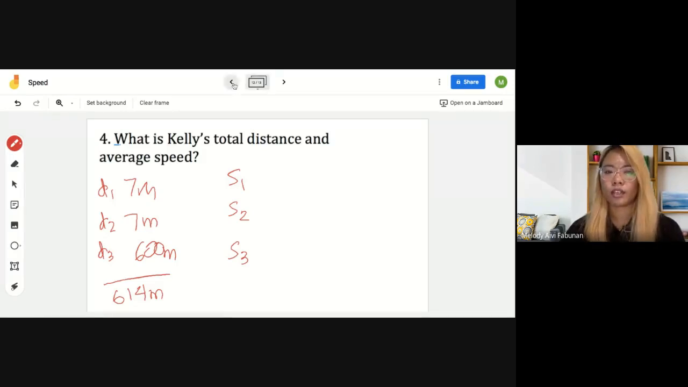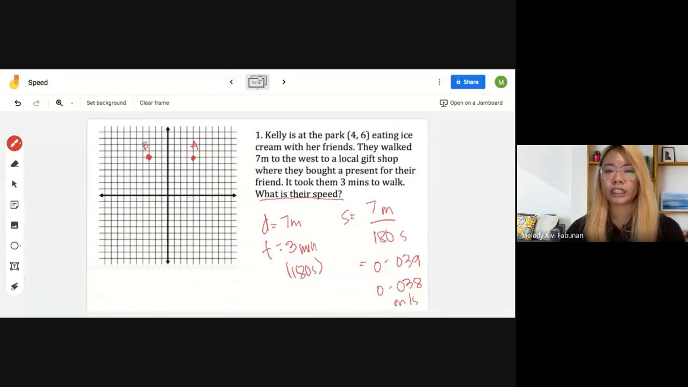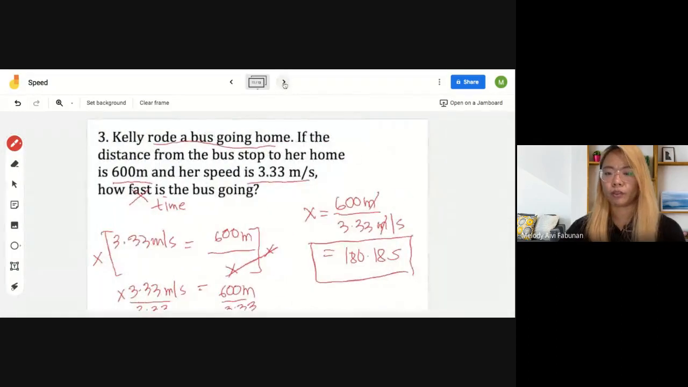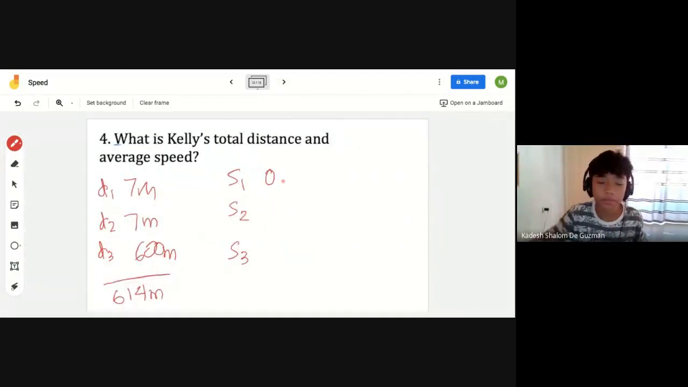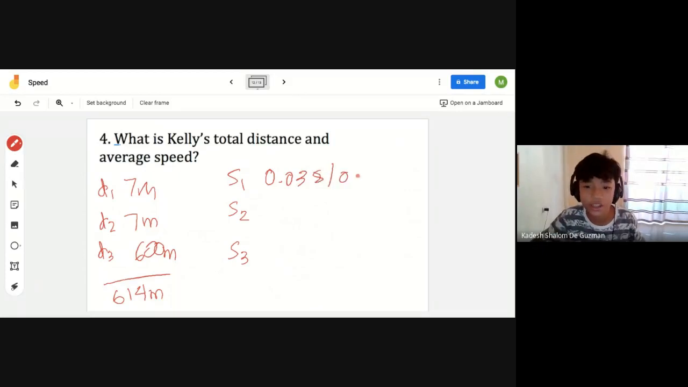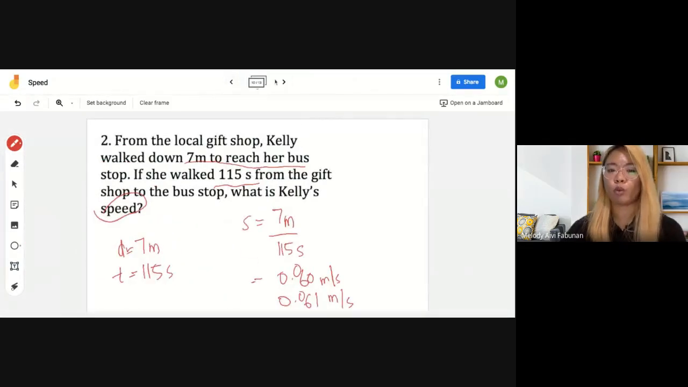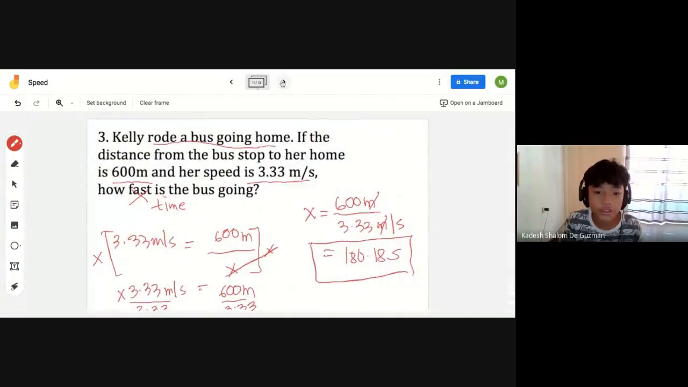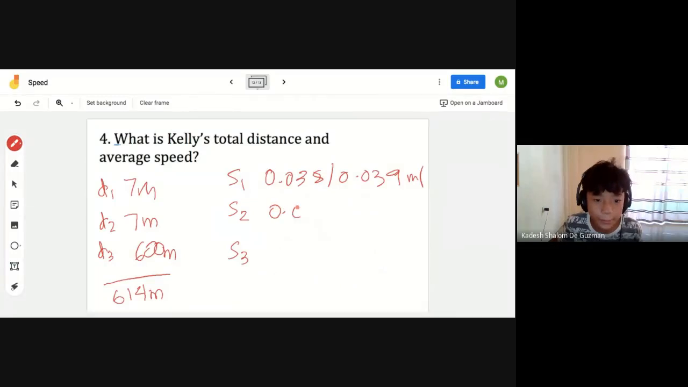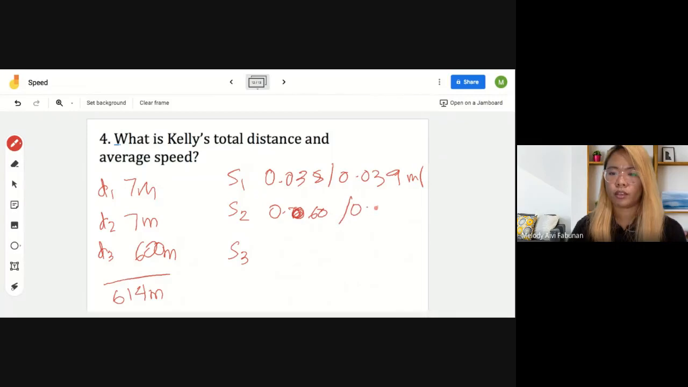Let's compute. So for the first speed, we came up with 0.038 meters per second. Lecture 39 ginamit ko, Chair. Baka may onting upsi-dapsi lang yung akin, baka mas mataas lang nang onti. And then for the second speed, from the gift shop going to the bus stop, we came up with 0.060 or 0.061 meters per second.